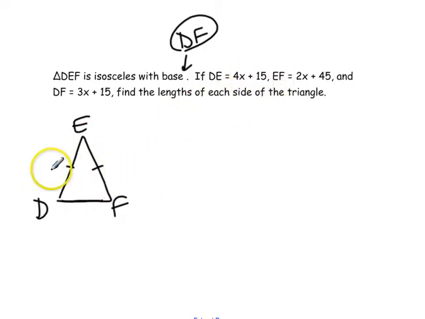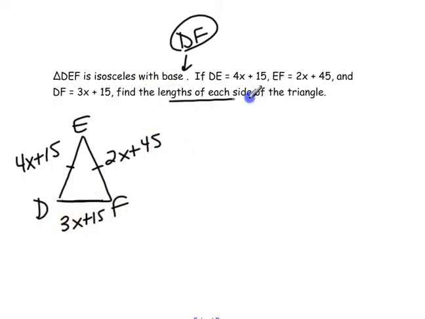And we're told that DE is 4x plus 15, and that EF is 2x plus 45, and DF is 3x plus 15. And we want to find the lengths of each side. Well, if we knew the perimeter, we could add up all the sides and set it equal to the perimeter, but we don't. But what we do know is these two sides are the same, so we can set them equal to each other. 4x plus 15, that's DE, is equal to 2x plus 45.